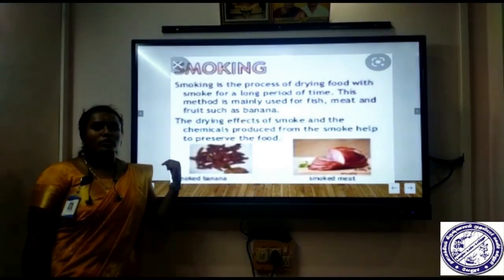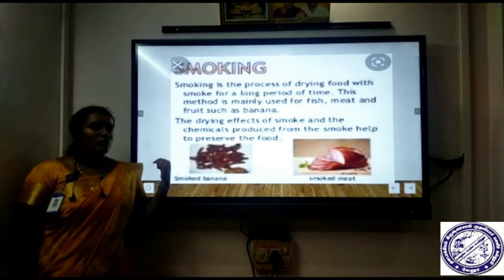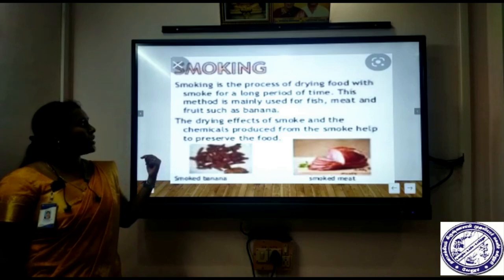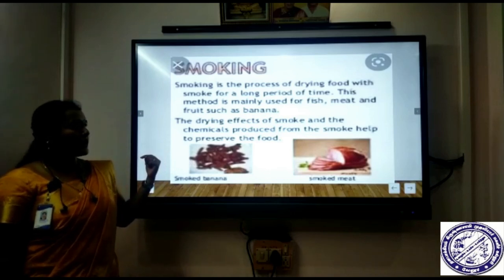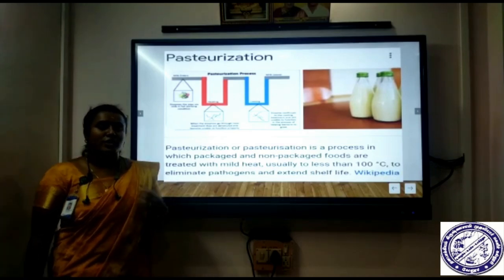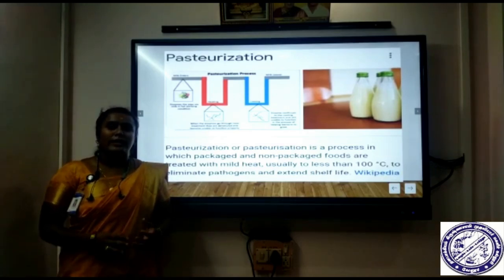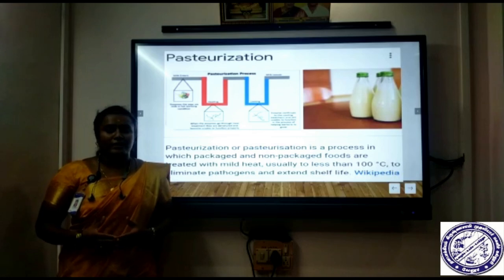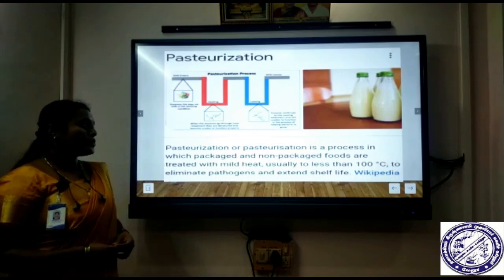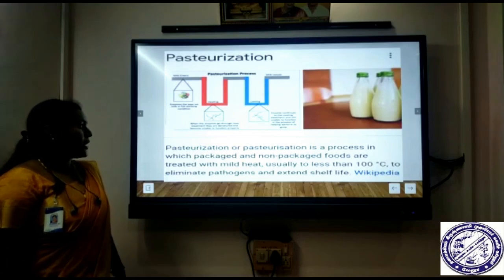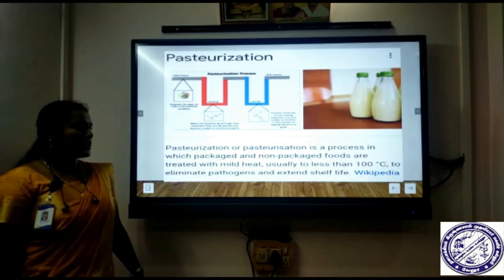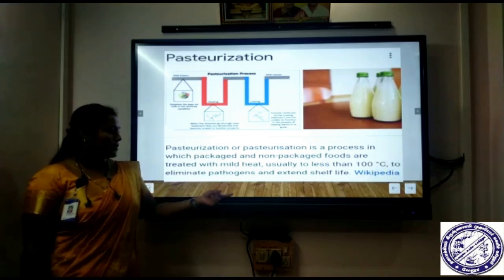Next one is smoking. Smoking is a very rare method, but it is useful for us. Smoking is a process of drying food. It is smoked for a long period of time. Next one is pasteurization. Pasteurization means boiling a liquid product below 100 degrees Celsius. It is a process in which packed or non-packed food is treated with mild heat, using less than 100 degrees Celsius.